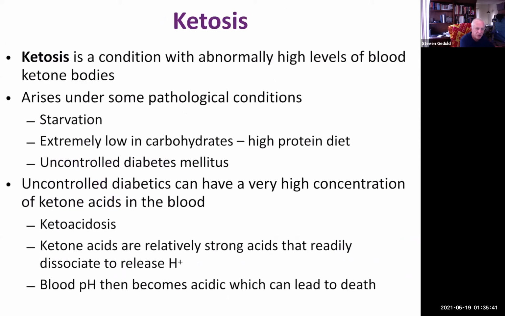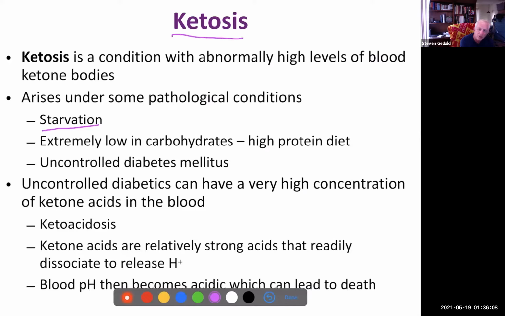So ketosis occurs. Ketosis is when abnormally high levels of blood ketone bodies are present. It arises under some pathological conditions like starvation. In starvation, you don't have enough oxaloacetate to run the citric acid cycle, so your pyruvate converts to acetyl coenzyme A. The acetyl coenzyme A builds up because it can't run through the citric acid cycle, and you get ketone bodies in a condition called ketosis.